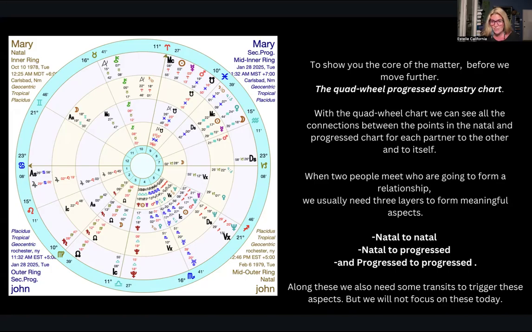When two people meet who are going to form a relationship, we usually need three layers to form meaningful aspect. Natal to natal, natal to progress, and progress to progress. Along this, we also need usually some transits to trigger these aspects, but we will not focus on this today. We're waiting for the fifth wheel to come.